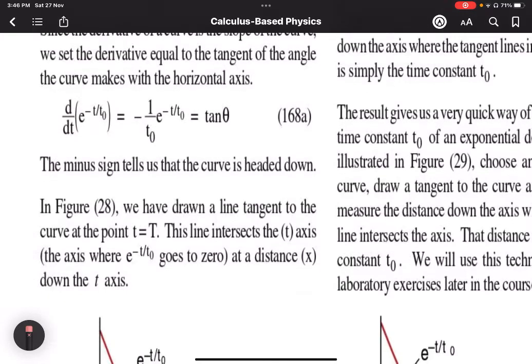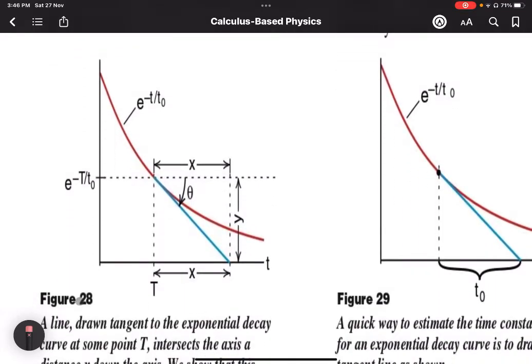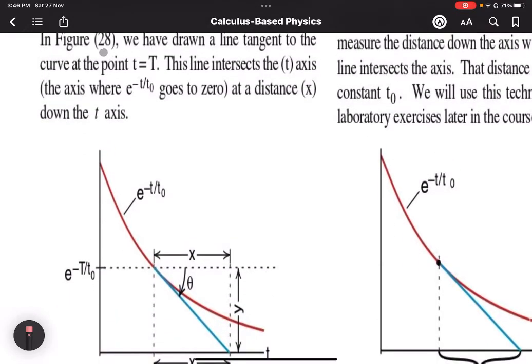So in figure 28, ito si figure 28. In figure 28, we have drawn a line tangent to the curve at the point t, which is equal to big T. This line intersects the t-axis, the axis where e to the negative t over T0 goes to 0, at a distance of x down the t-axis.